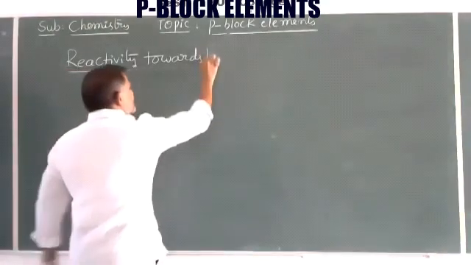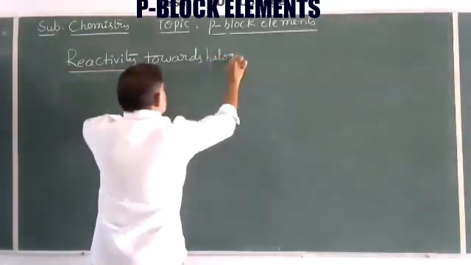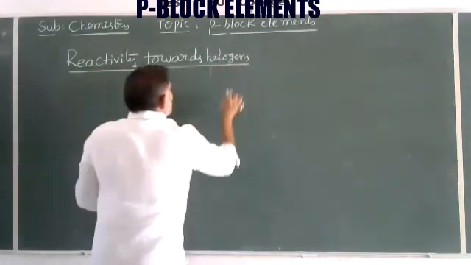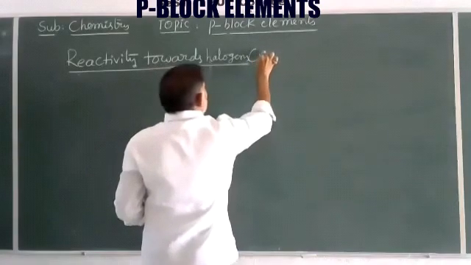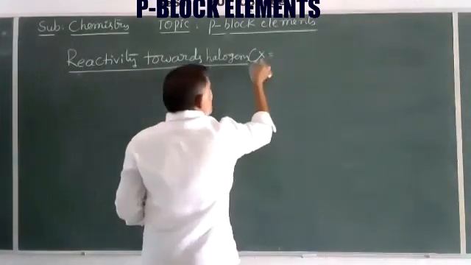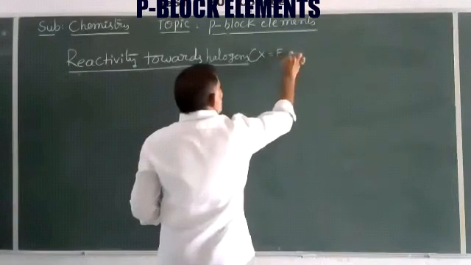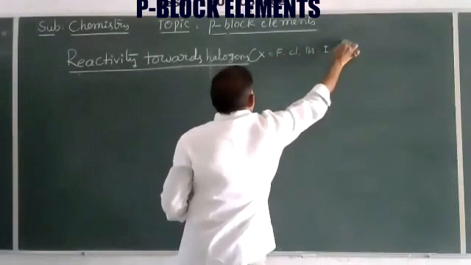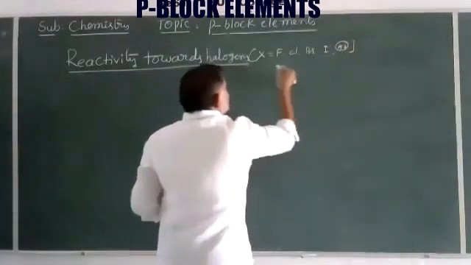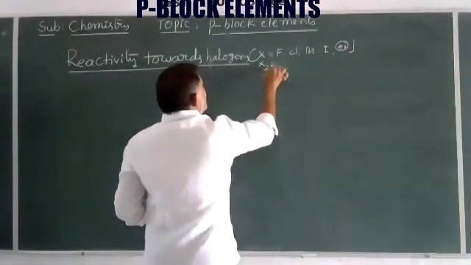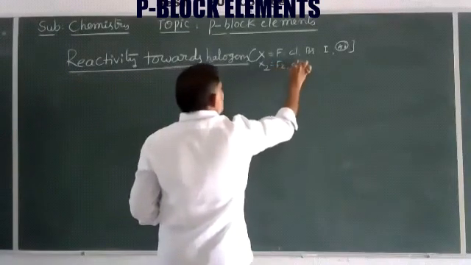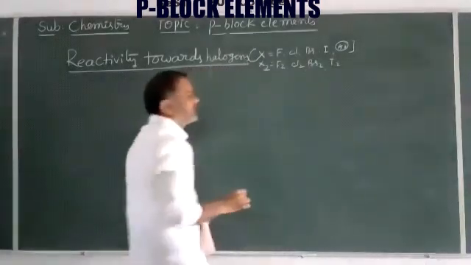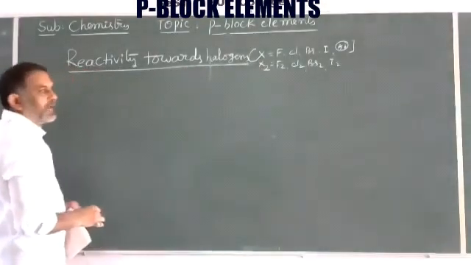What are halogens? 17th group elements are halogens, denoted by X in atomic state. Fluorine, chlorine, bromine, iodine, astatine also present, which is a solid, metallic, radioactive in nature. Molecular state is X2, that is F2, Cl2, Br2 and I2. So this is reactivity towards halogens.